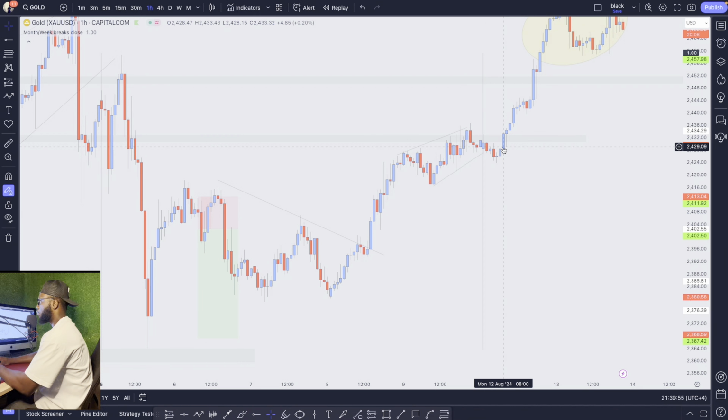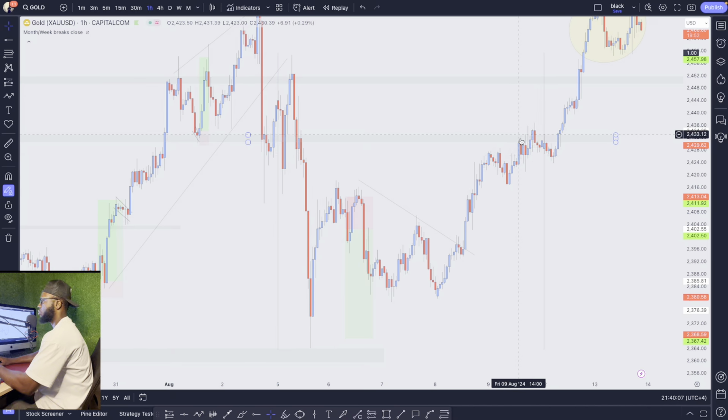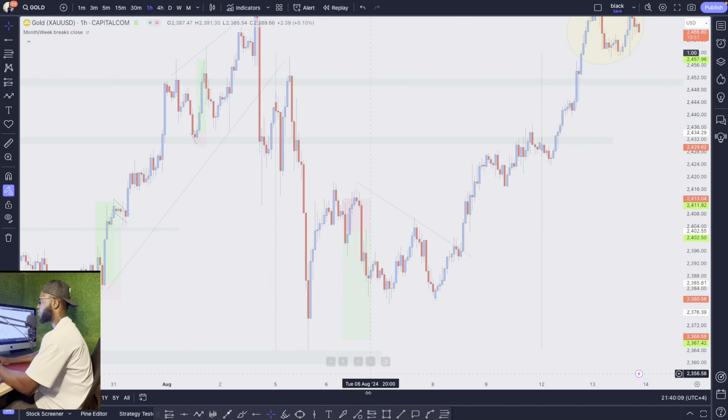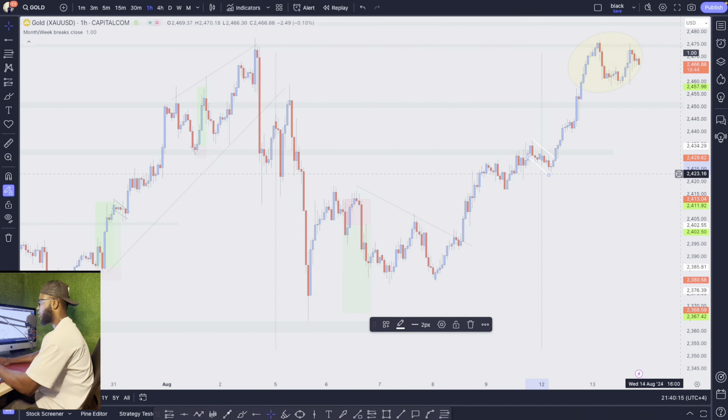But as you can see, price never came down to break that low. Actually, when I woke up, price had already broken this high and then shot to the upside, which means this was not valid, right? So gold actually continued trading to the upside. You can see we had a nice pullback right here, and then gold continued trading to the upside.